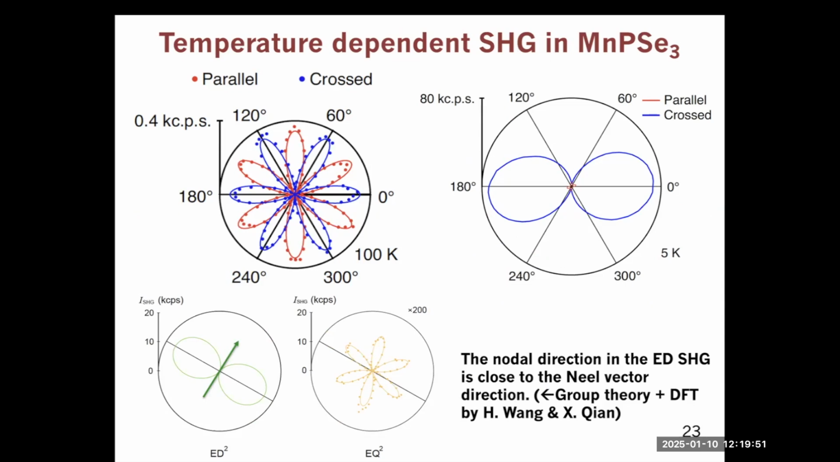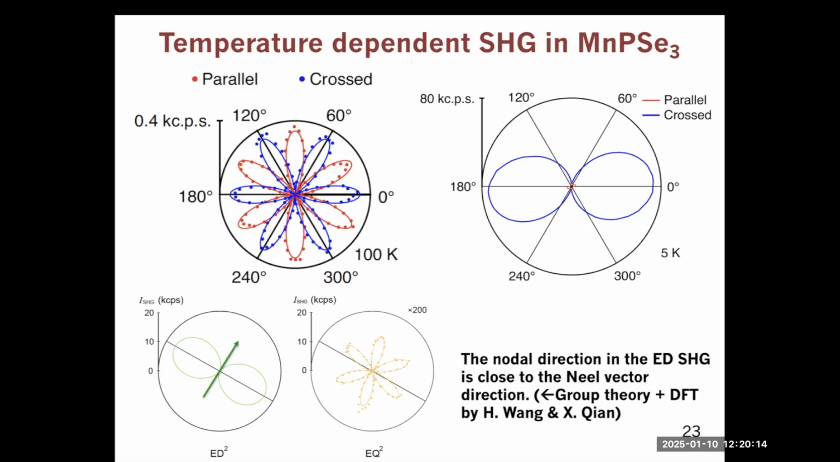It actually confirmed the spin flux story by the second order generation. Of course, the neutron also confirmed it in the sulfur compound. Anyway, long story short, I hope you can remember that the nodal direction is the Néel vector direction. This is something we determined by the magnetic point group symmetry, and this was also confirmed by DFT.